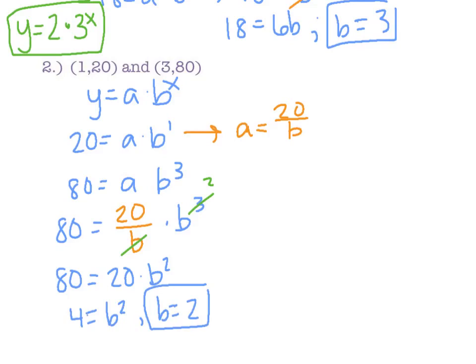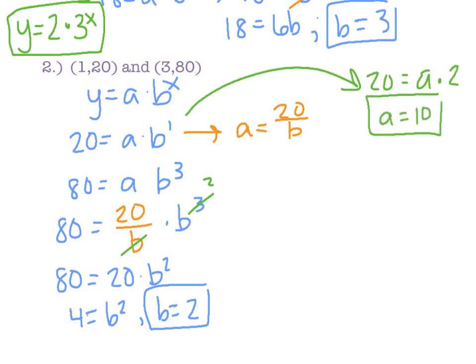And now let's go back to this equation, and we'll say 20 is equal to a times b, which was 2, and so a is equal to 10. And now if I rewrite my equation using my values for a and b, I have y equals 10 times 2 to the x power.